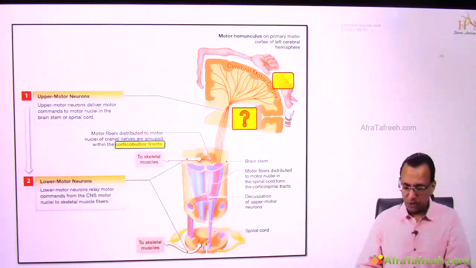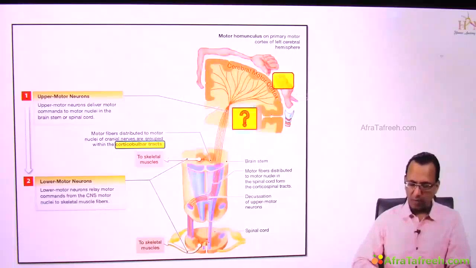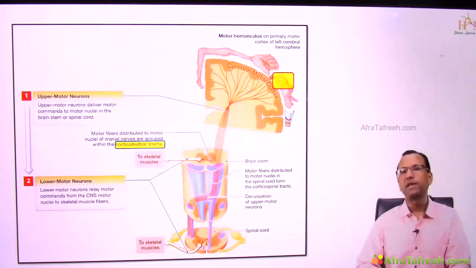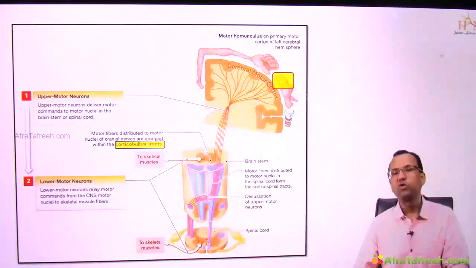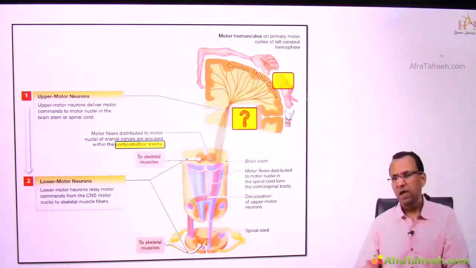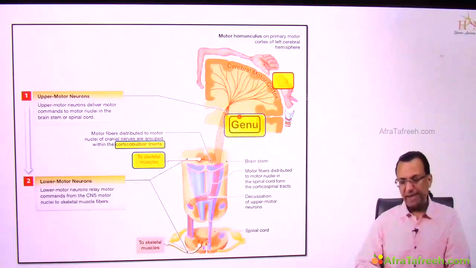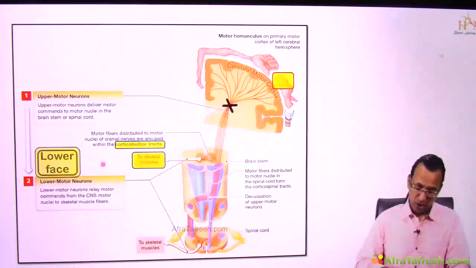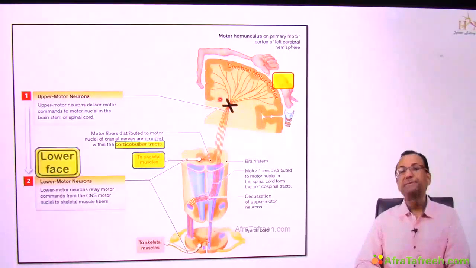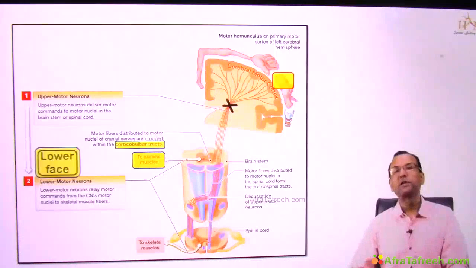Can you tell me one thing? The corticonuclear tract which you are talking about is passing through the internal capsule. Which part of the internal capsule is the corticonuclear tract passing? Corticonuclear tract, you remember? Yes, the genu. And what will happen if I have injury to the genu of the internal capsule on the left side? If you have injury to the genu of the internal capsule on the left side, then there will be paralysis on the right side of the body. Injury to the genu on the left side of the internal capsule, the paralysis will be on the right side of the body and lower face is involved.